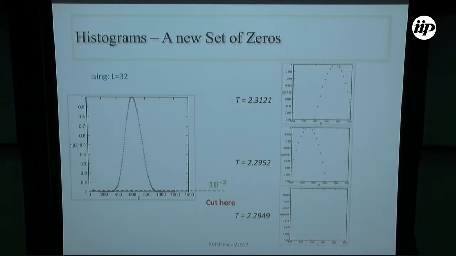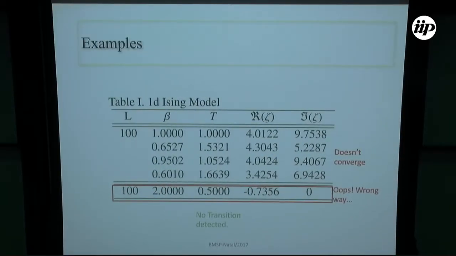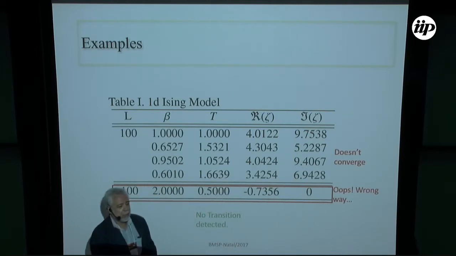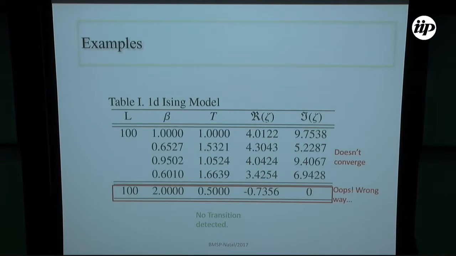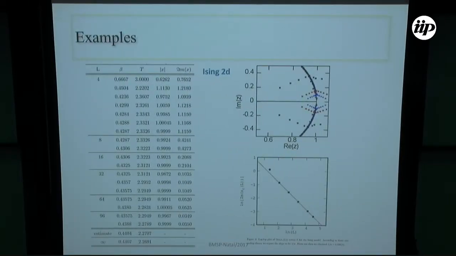So I have 15 minutes left. If you have no transition, for example, the one-dimensional Ising model, it doesn't converge at all, or it goes the wrong way. There is no sense in this, negative temperature. This is for the Ising 2D. Now we can use 96, which we can't with just calculating the zeros. Here the cut was at 10 to minus 2, I do not remember. And the exact value was this, and the estimate was this.